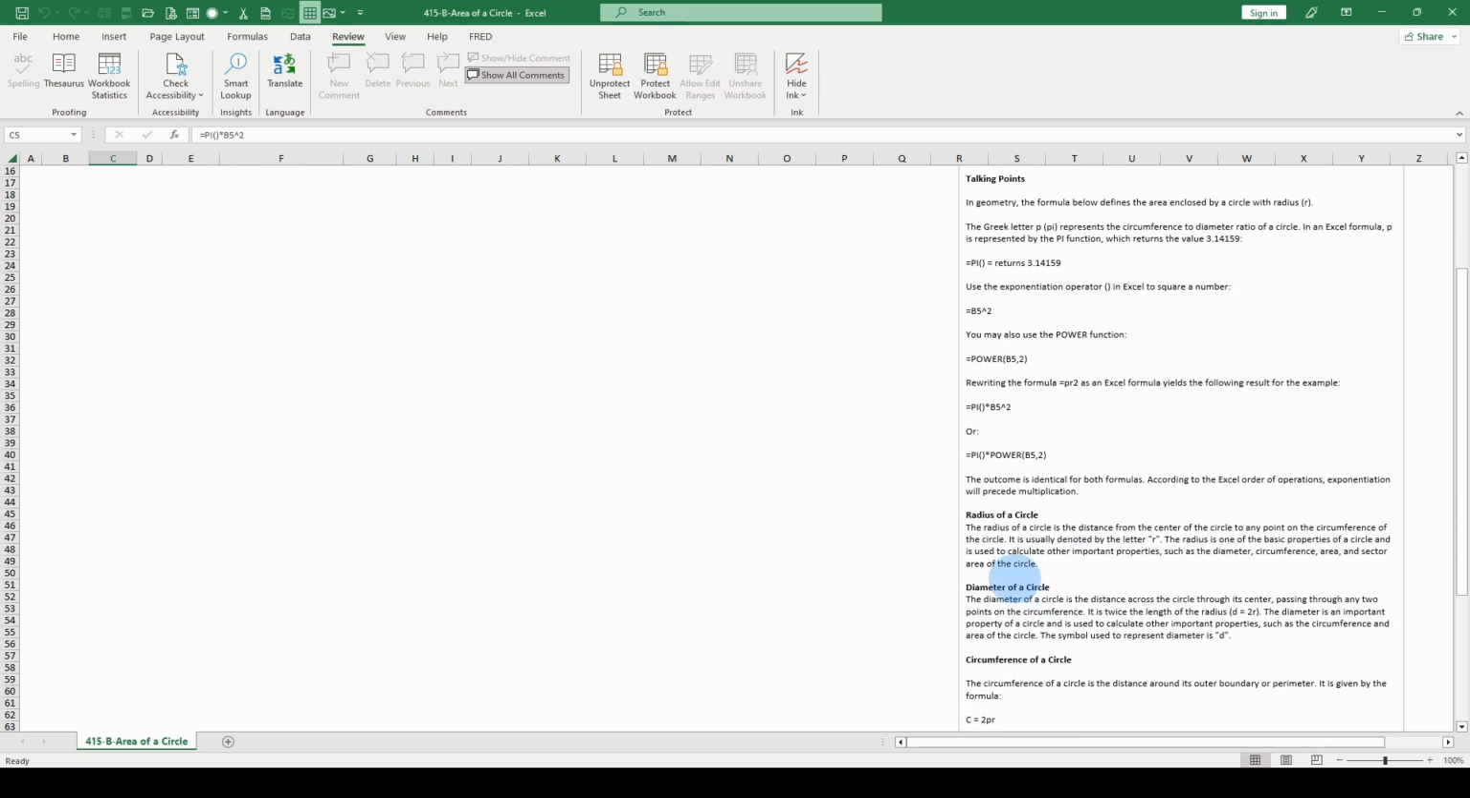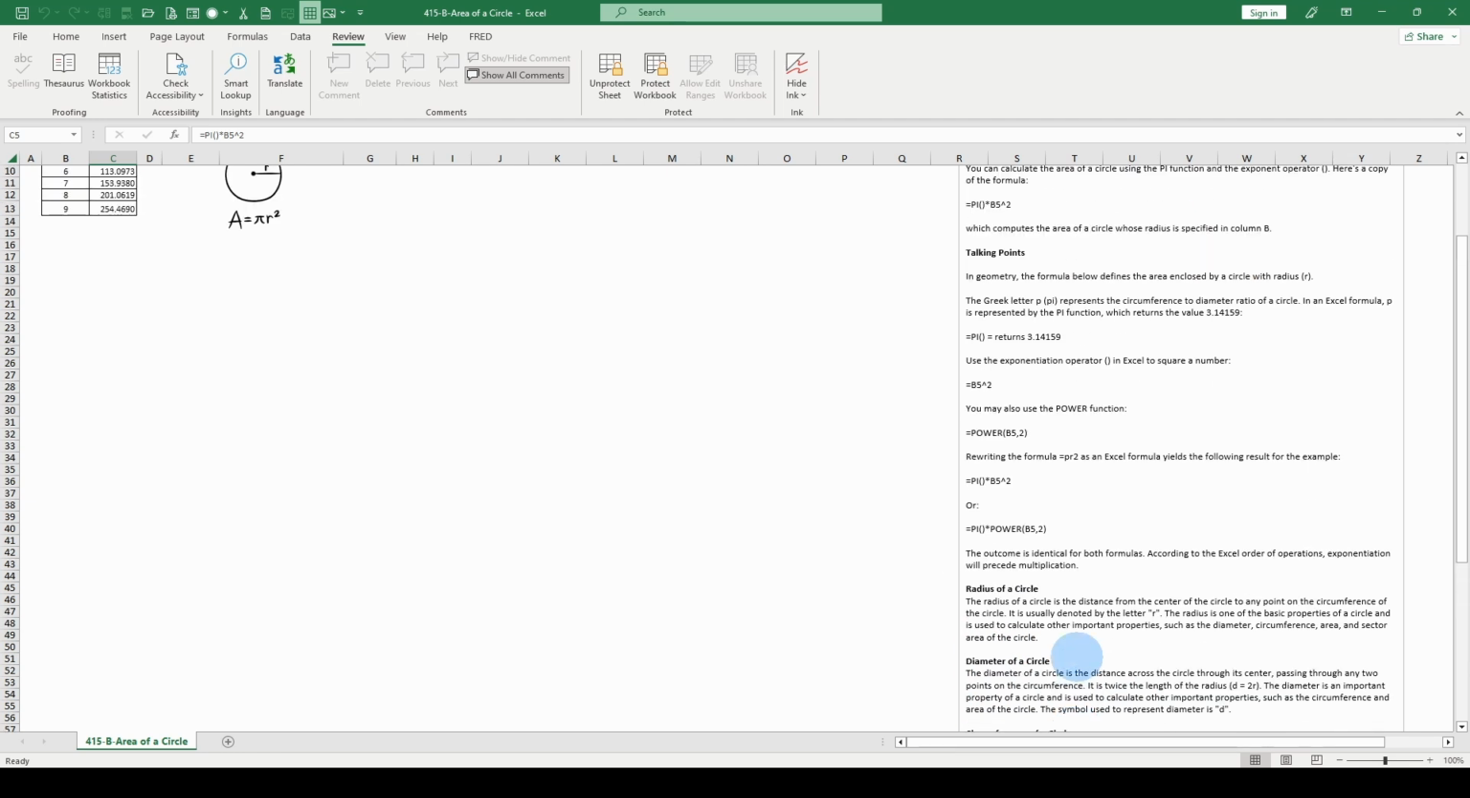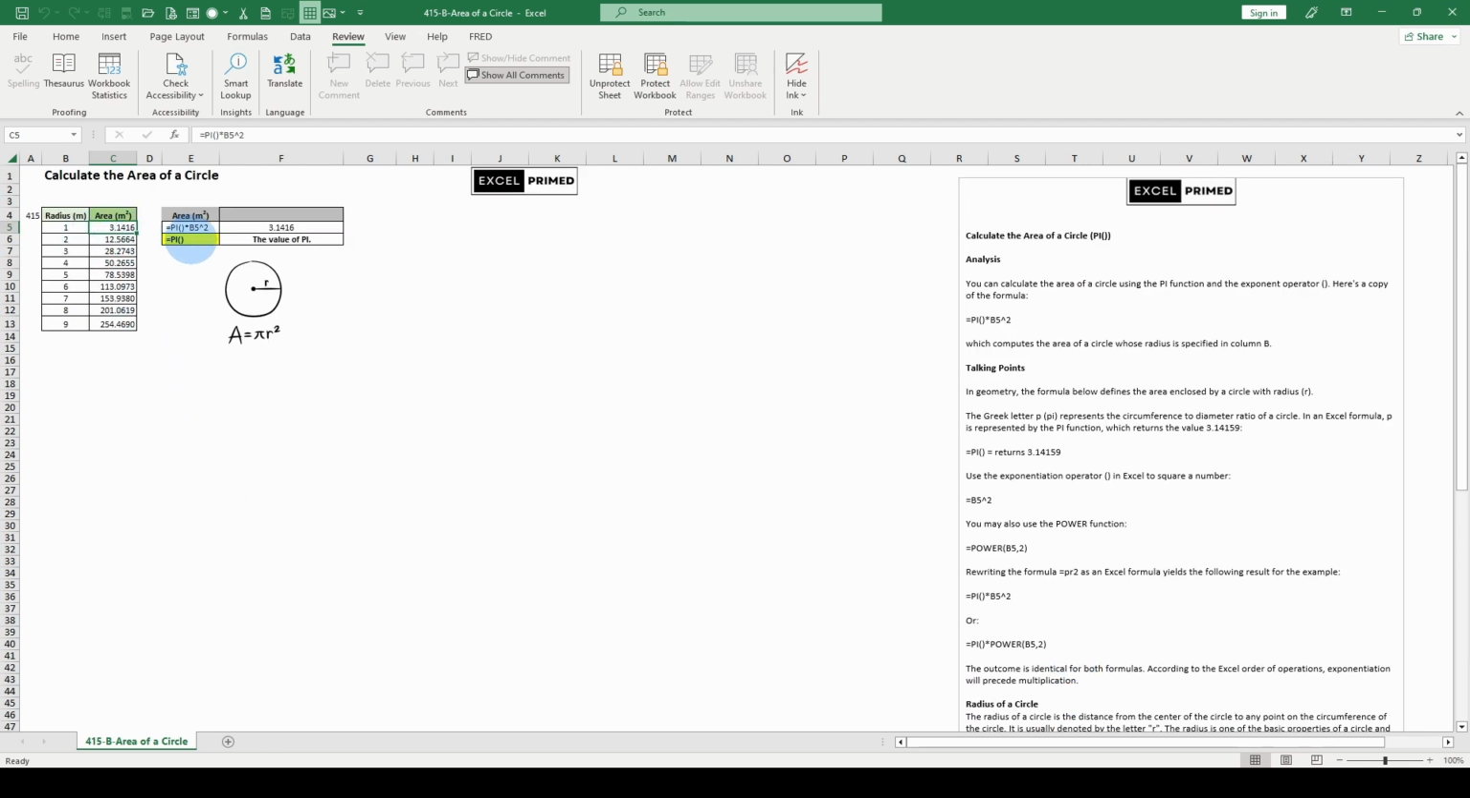Other than that, the radius of a circle, the diameter of a circle, the circumference of a circle, you can read up on that. But here it's just simply pi times B5 squared. Do you need to put parentheses around this? No. In some instances, you have to in order to protect this thing from going out of control. Excel is taking the root of radius as opposed to taking pi times B5 squared.